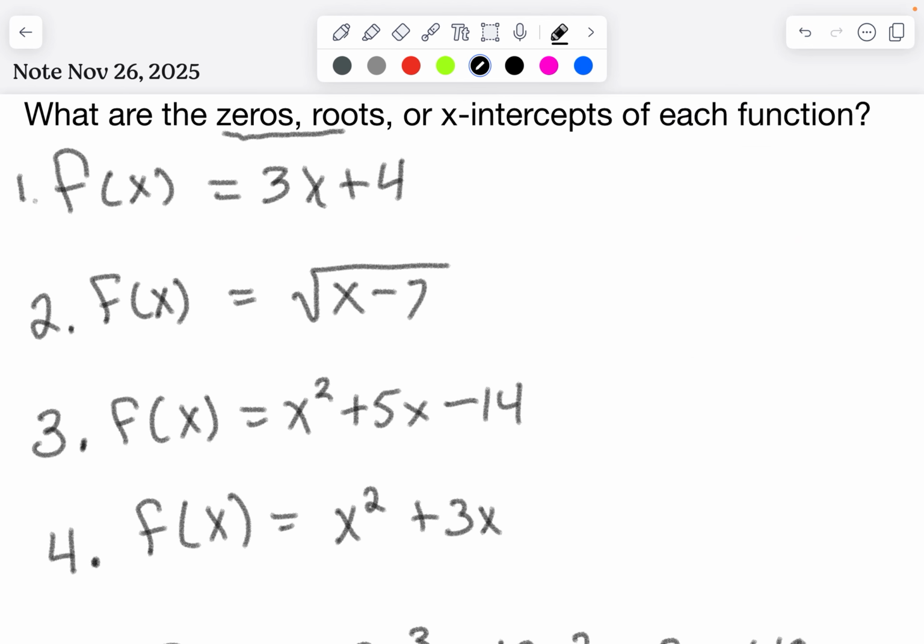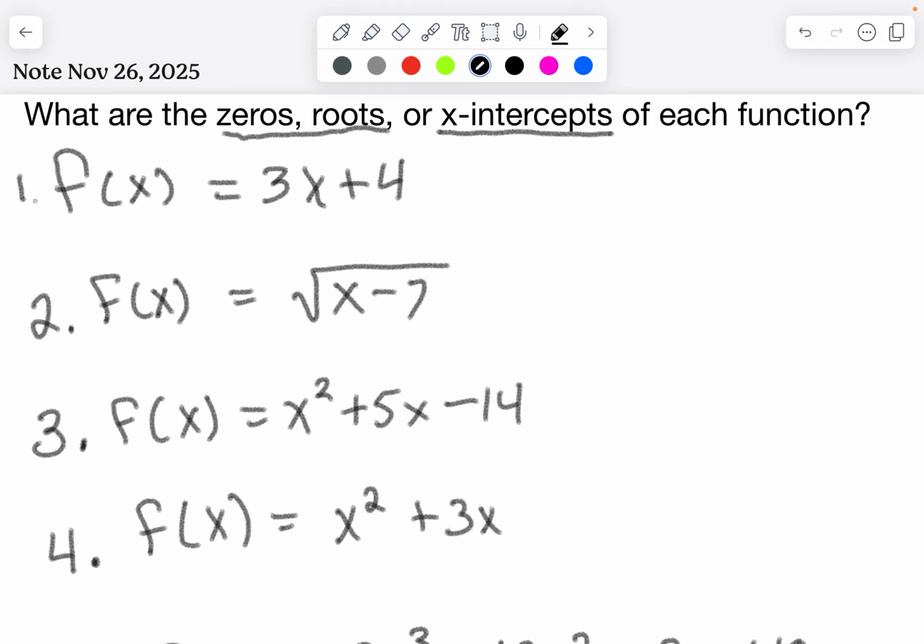All right, what are the zeros, roots, or x-intercepts of each function? So zeros and roots kind of mean the same thing. It's if you plug in a 0 to the function and it ends up with 0. So if you plug in 0, that's not a zero, because 3 times 0 plus 4 is 4. You need it to end up equaling 0. If the numbers are real, they're also called x-intercepts.